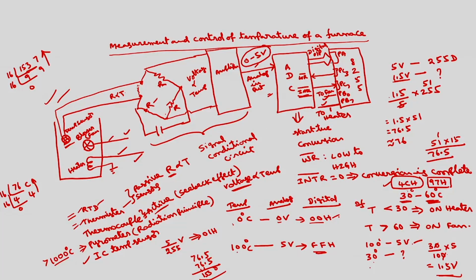Okay, in the last class we discussed the temperature control of a furnace. So we have discussed the connection details. Now if I come to the program, we are using port A as an input port, port C lower as an output port, this is an input port, this is an output port, this is an output port.